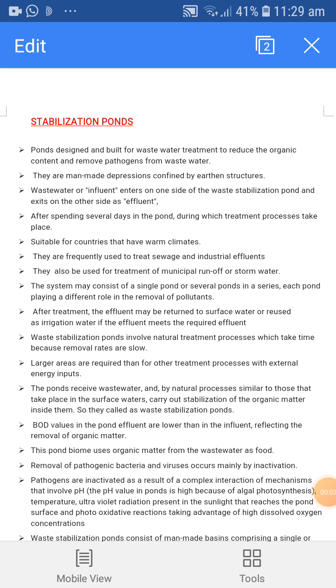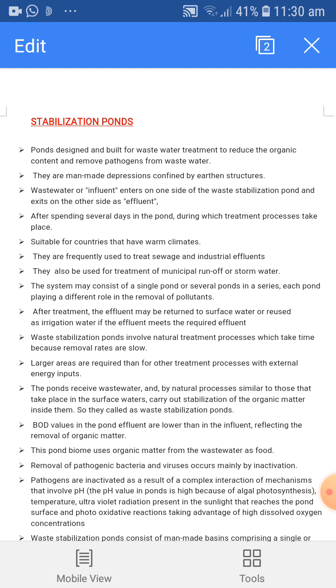Today we will discuss stabilization ponds. These ponds are designed and built for wastewater treatment, to reduce organic content and remove pathogens from wastewater. They are man-made depressions confined by earthen structures. Influent enters from one side and effluent exits from the other side.